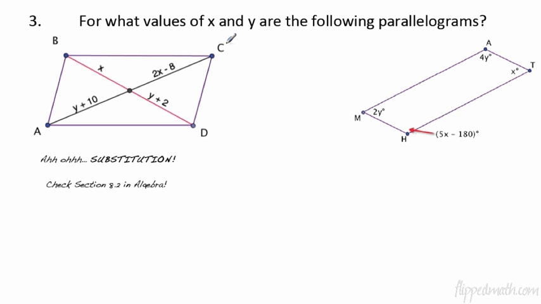Substitution time. Let's do the first example together. All right, diagonals here bisect each other. This will be a parallelogram if the diagonals bisect each other. And they will only bisect each other if x equals the other side, y plus 2, and at the same time, y plus 10 equals 2x minus 8.